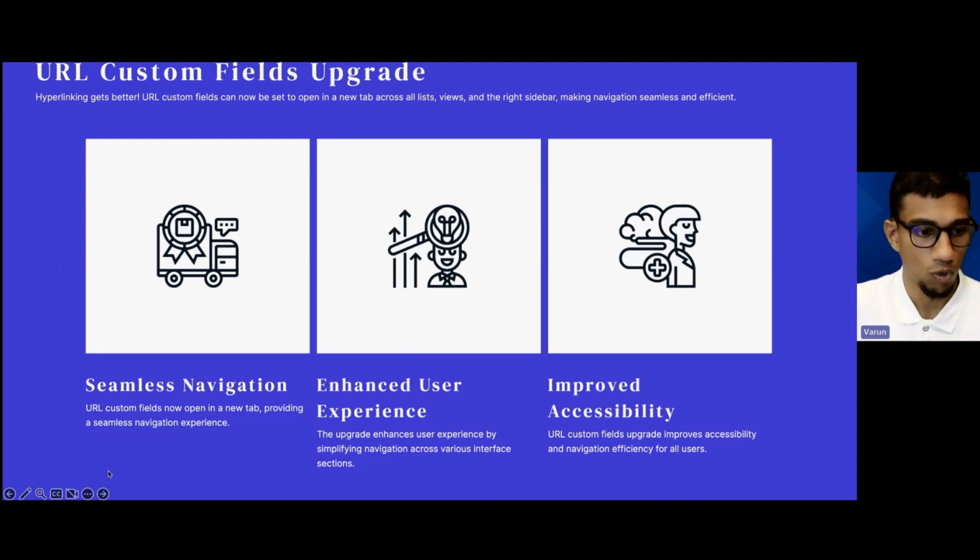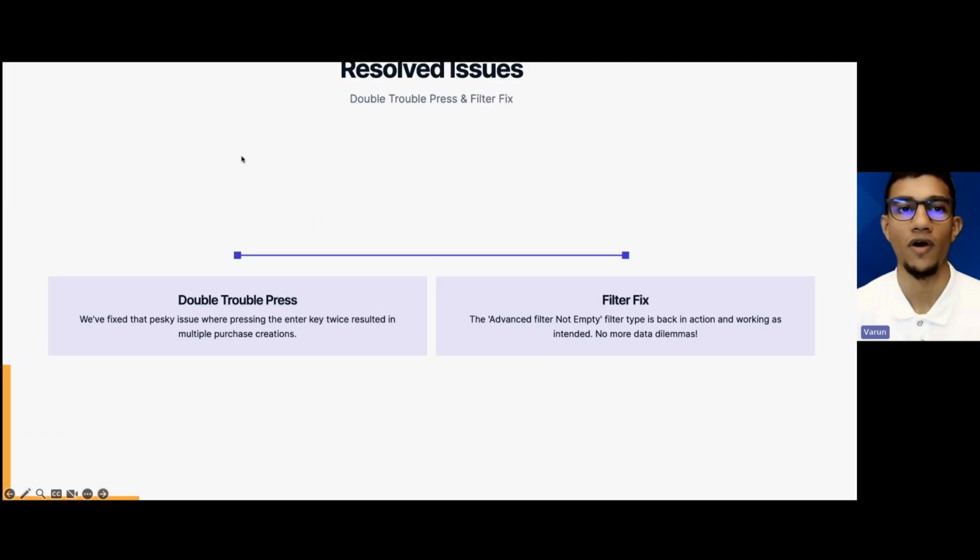Okay. Moving forward into some of our resolved issues. So these are some issues that are really unique and some funny issues also. So, double trouble press and filter fix. We've fixed that pesky issue where pressing the enter key twice resulted in multiple purchase bill creation. Okay, so let me just explain the situation here.